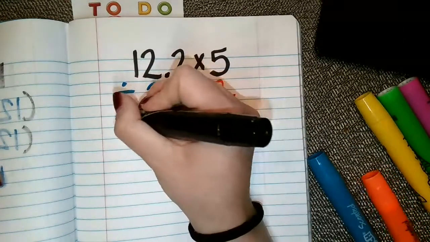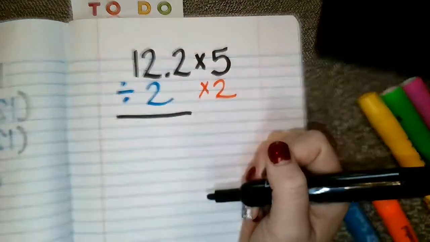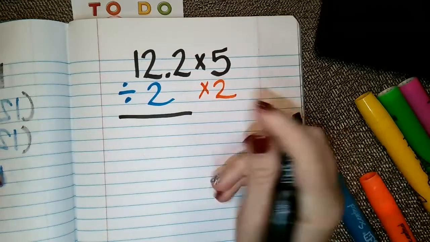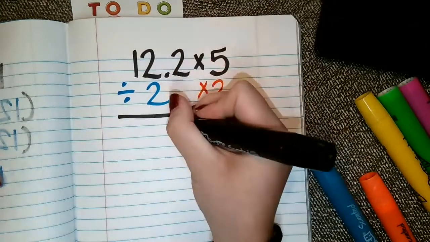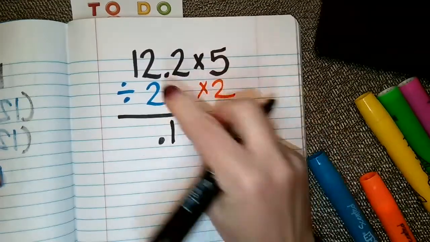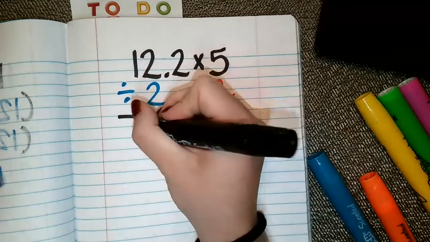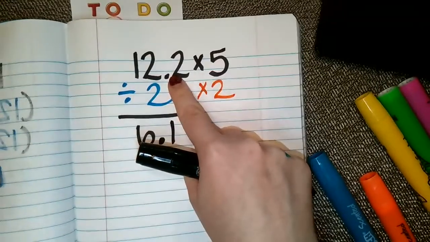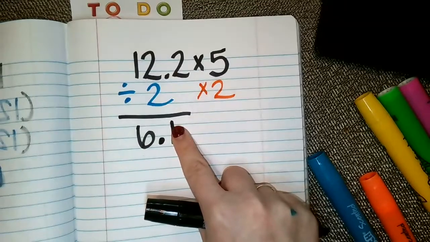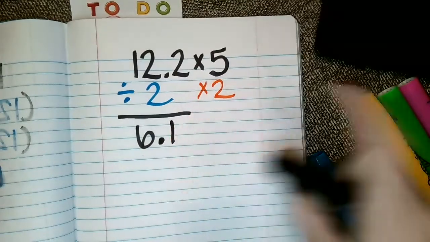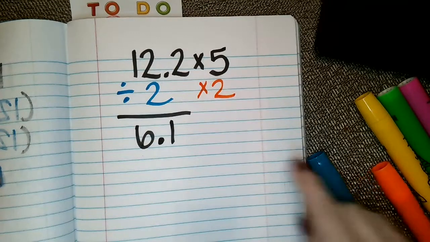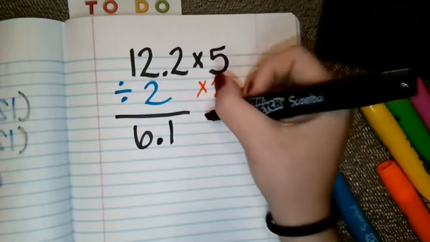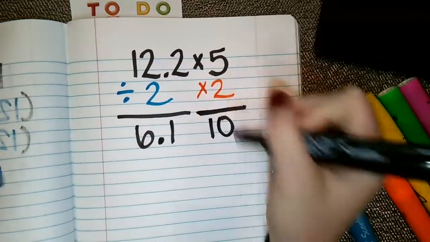So when I cut 12 and 2/10 in half, I could do the long division way, or I could just think, well, half of 2 is 1, and half of 12 is 6. So half of 12 and 2/10 is 6 and 1/10. Then I said I was going to double 5. So 5 times 2 equals 10.